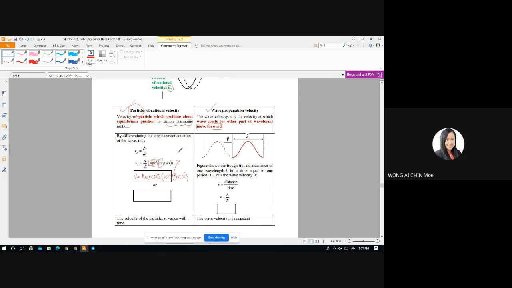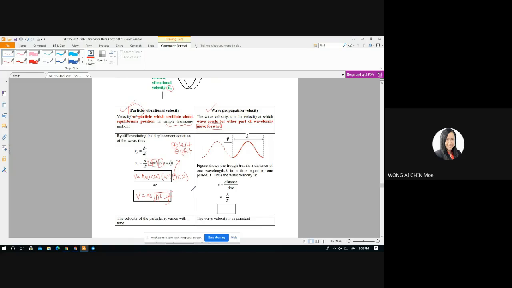If the wave propagates to the right, it will be negative kx. If it propagates to the left, our equation will be omega t plus kx. Or if we don't have the time, we can also use v equals omega square root of a square minus y square. In chapter 9 simple harmonic motion, our equation is a square minus x square.